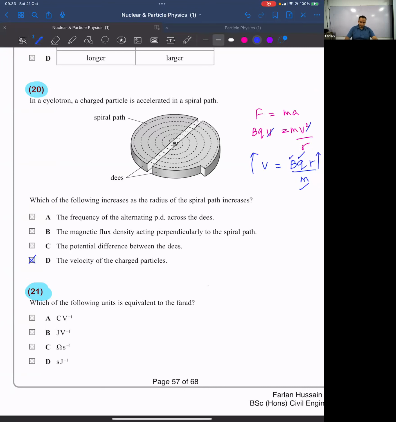Which of the following units is equivalent to Farad? Farad is capacitance, right? Capacitance Q equals CV, so C equals Q over V. Q is coulombs. Coulombs over volts, coulombs per volt. The answer is A. Coulombs per volt. Correct?